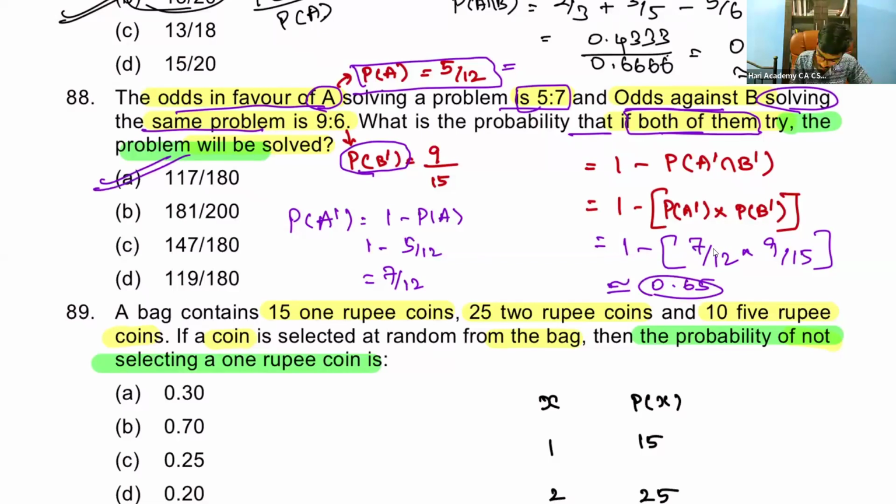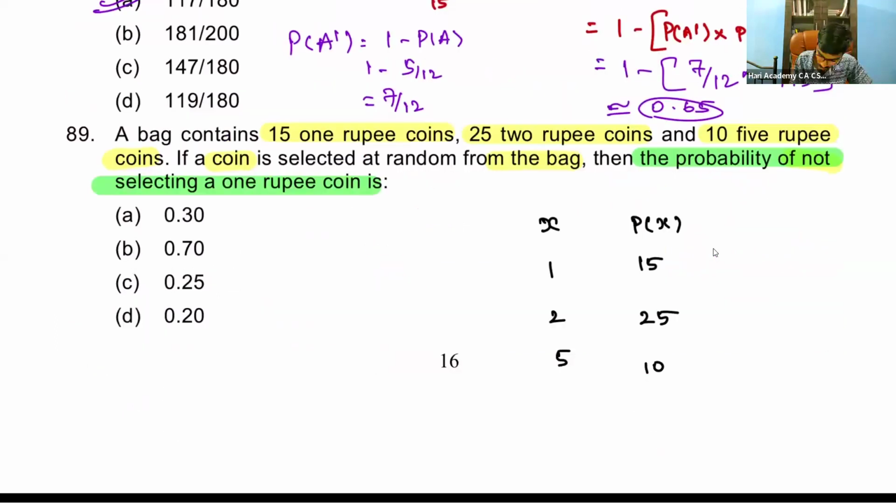Here I will think from the perspective of measures of central tendency. In measures of central tendency, shift of origin also affects, change of scale will also affect. So I will simply substitute the value. 2 into 1 will become 2 plus 3y minus 7 equal to 0. So 3y equal to 5, y equal to 5 by 3. So what is the y bar value? 5 by 3.